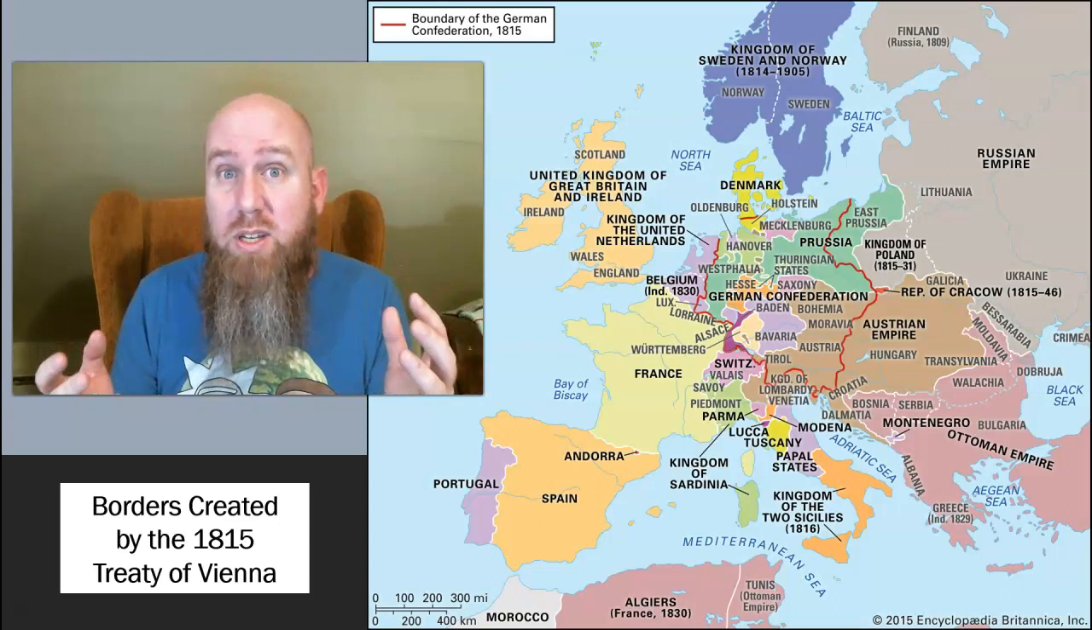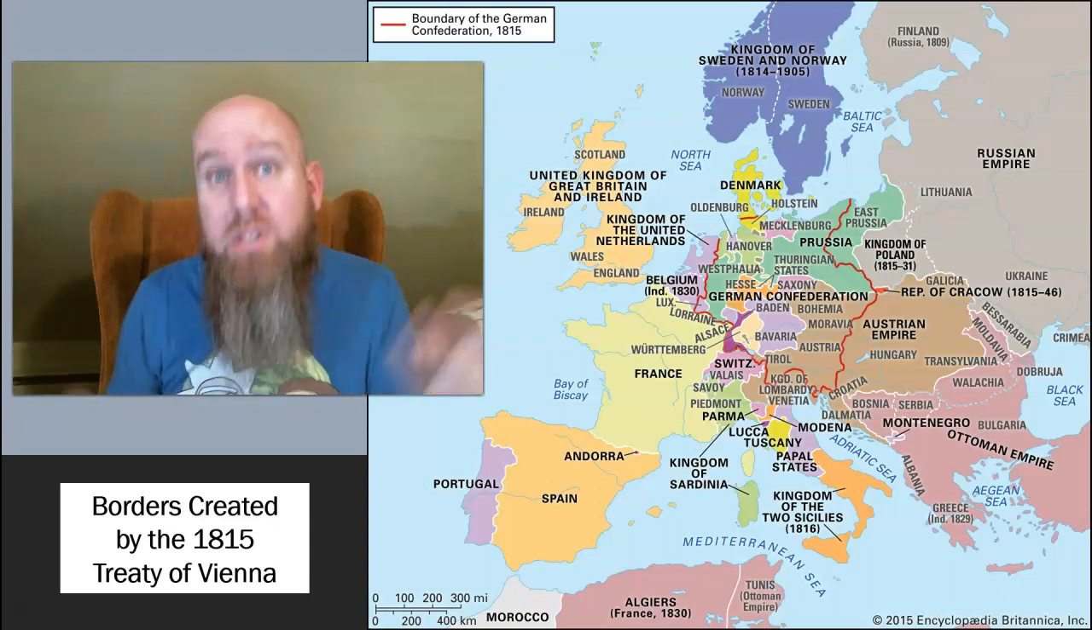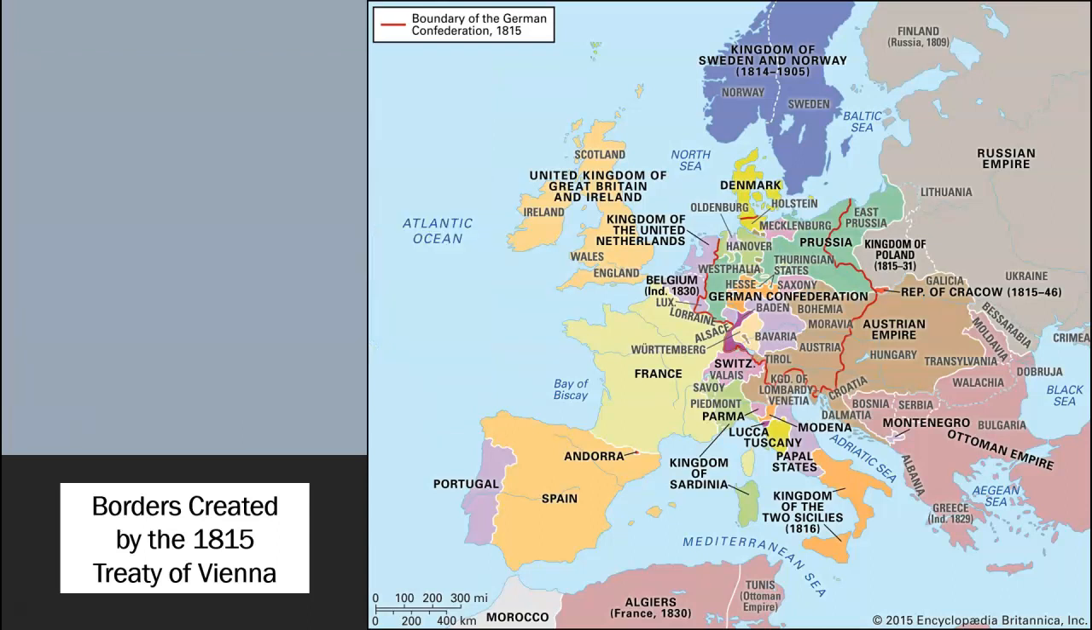Remember, Europe at this point is still mostly a bunch of small little states. But this map here is what they ultimately came up with. That old Dutch Republic was fused with the Austrian Netherlands. That's down here, of what will eventually become Belgium. And these two regions were turned into the United Kingdom of the Netherlands.